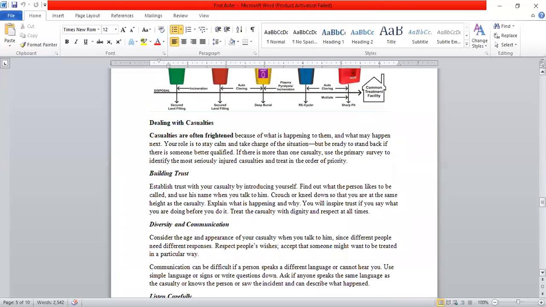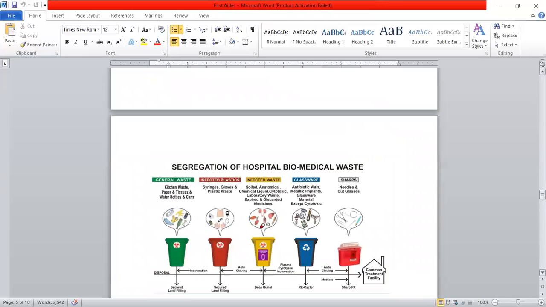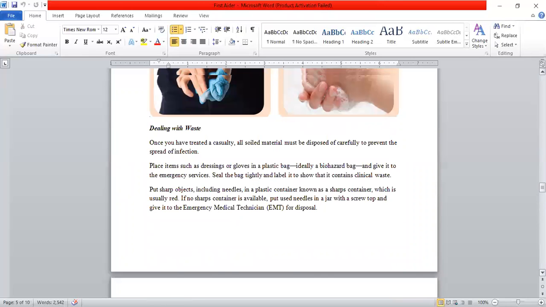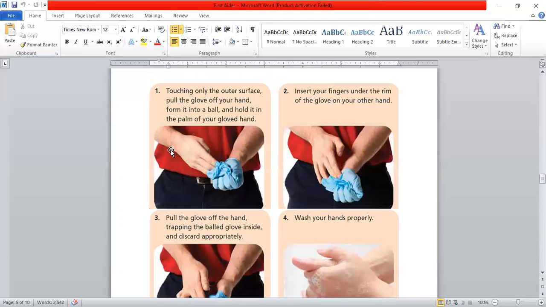How do you remove the gloves now? The first step, you can see my screen here. The first step is touching only the outer side surface. Pull the glove off your hand into a ball and hold it in the palm of your gloved hand. So you see how this person is doing it.